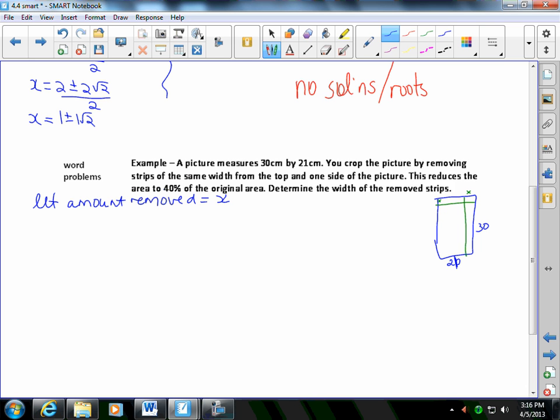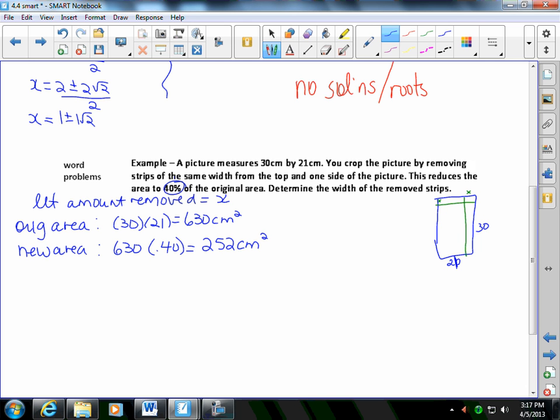Our original area was that 30 by 21, so that's 630 centimeters squared. The new area, it says, was 40% of the original area. So it's going to be that 630 times 40% or 0.40 or 0.4, however you want to write it. So our new area is going to be 252 centimeters squared.